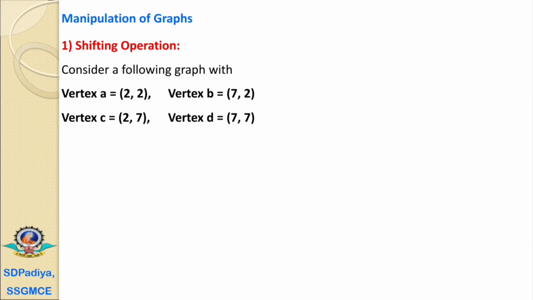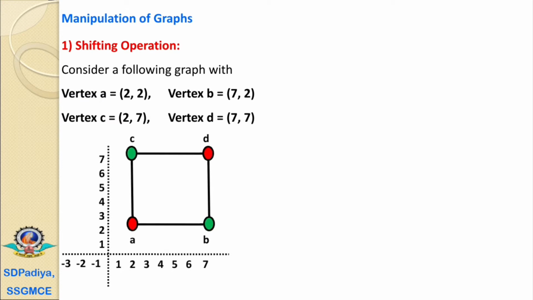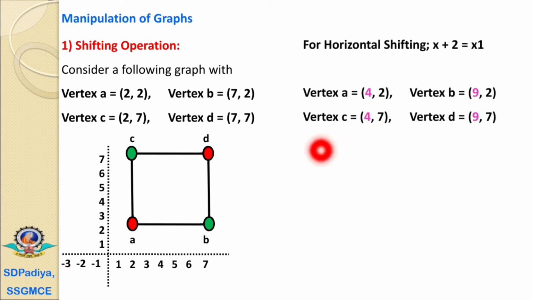Now we'll see the first, horizontal shifting. Suppose we have the one graph that we have considered before, with the 4 points, vertices A, B, C, D, with the coordinates 2, 2; 2, 7; 7, 2; and 7, 7. Therefore, we have this graph. Now, in horizontal shifting, suppose we have to shift this graph to the right side by 2 points.